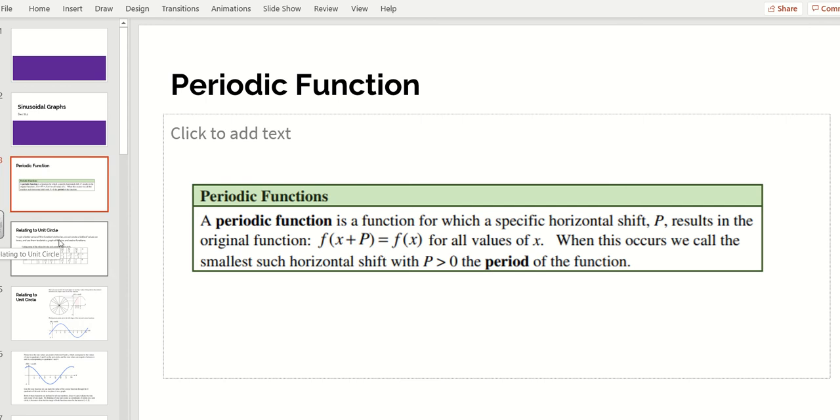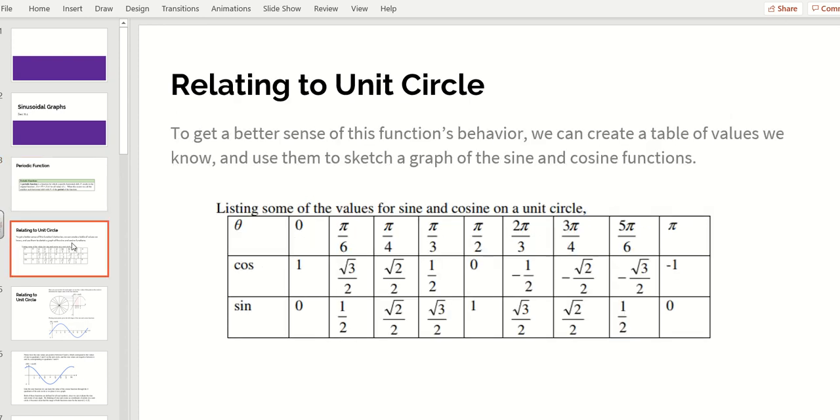We're going to take a look at it specifically with sine and cosine. So I want to take us back to the unit circle. And if you remember some of the values based upon what theta was, measuring in radians, we can see we have a cosine coordinate and a sine coordinate.